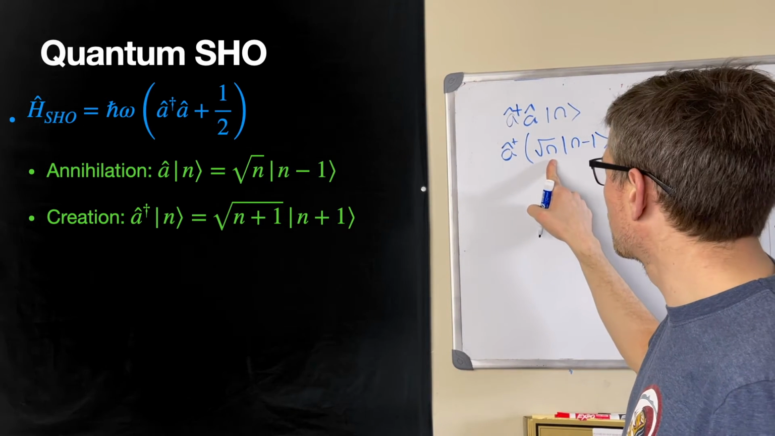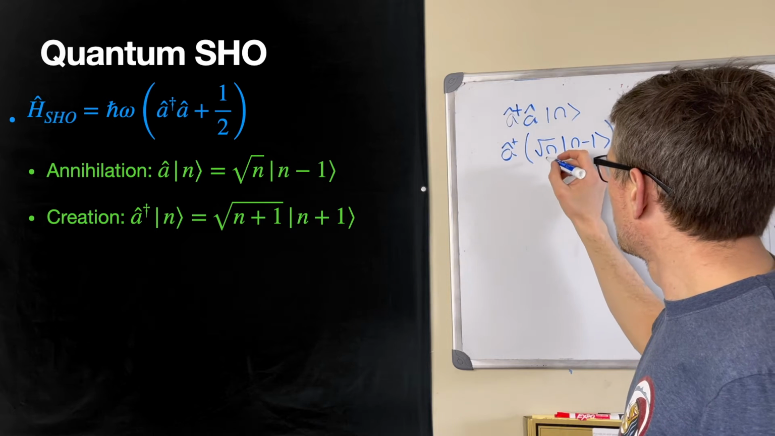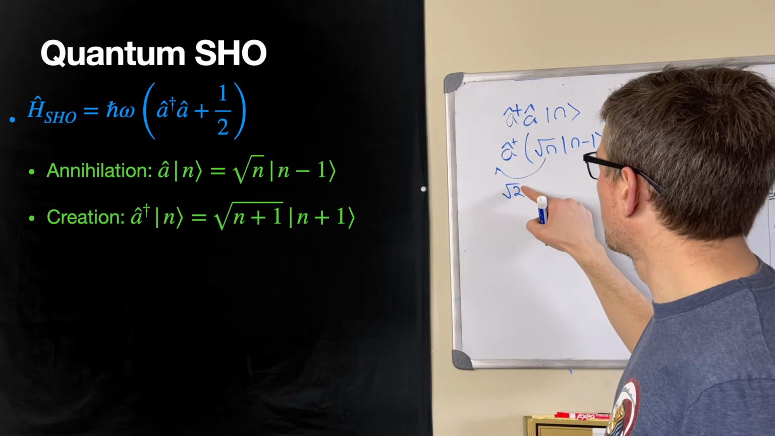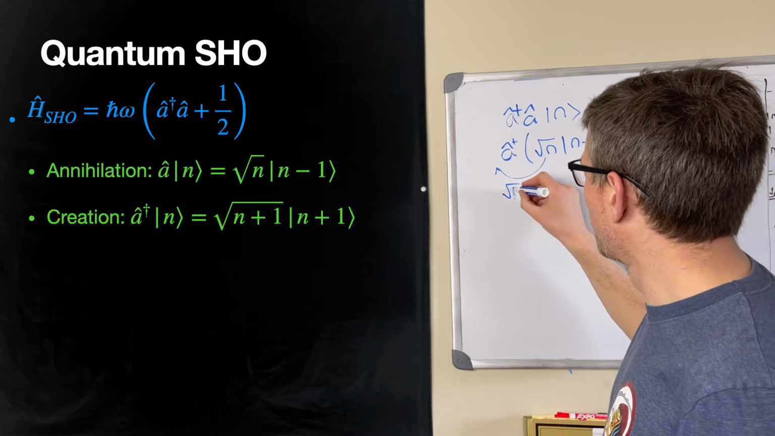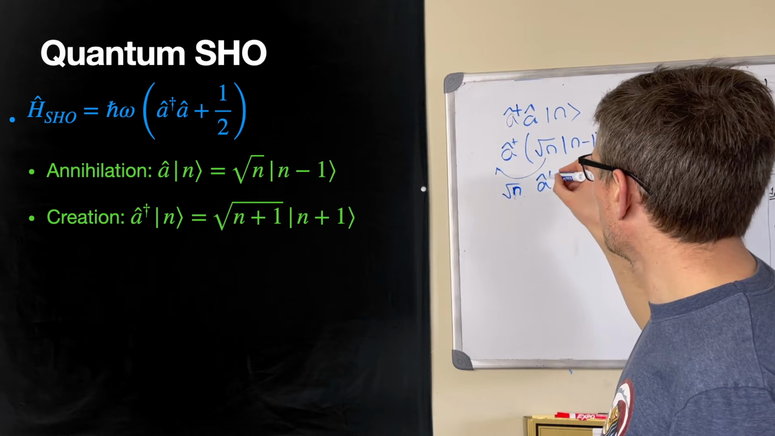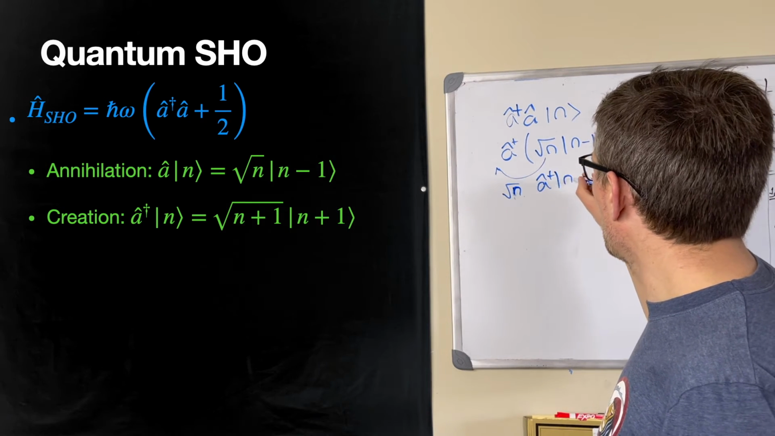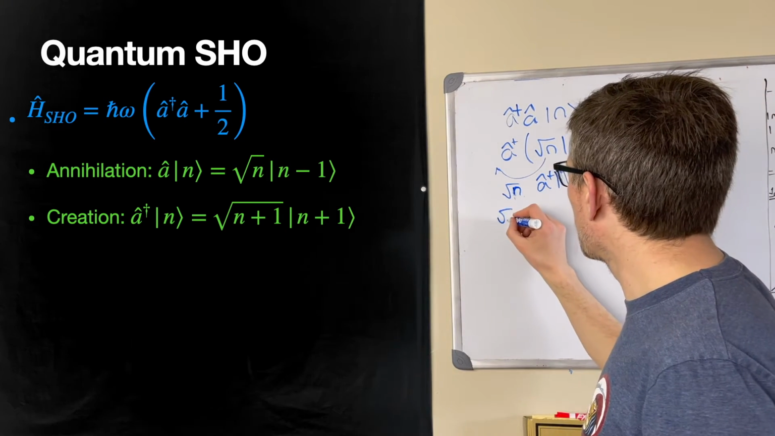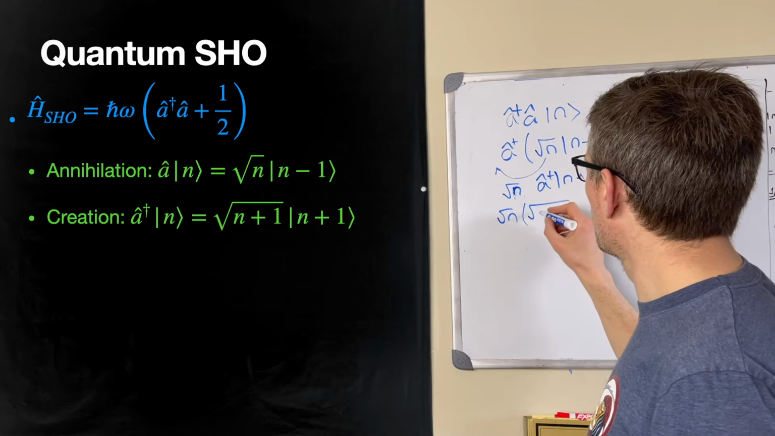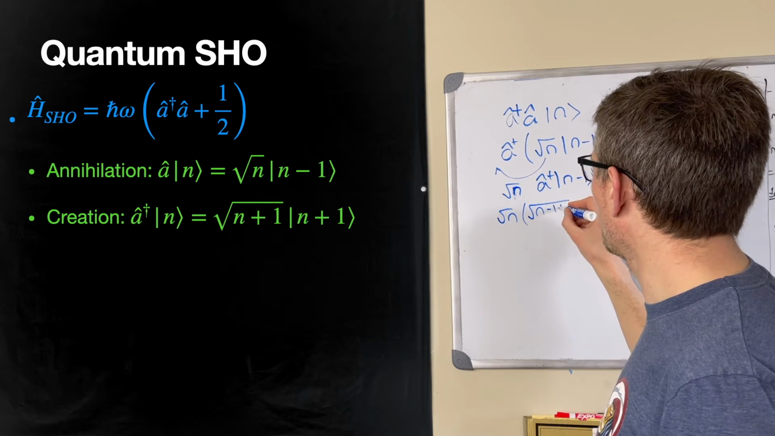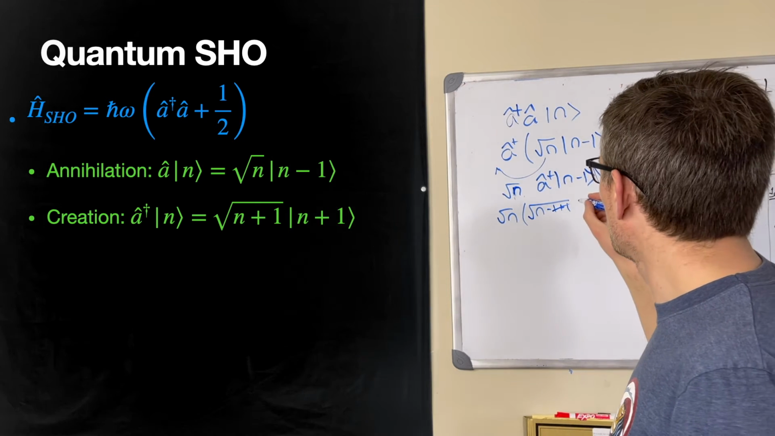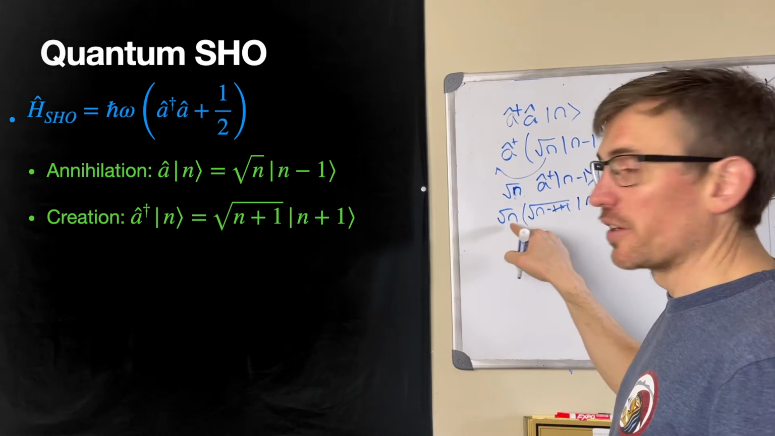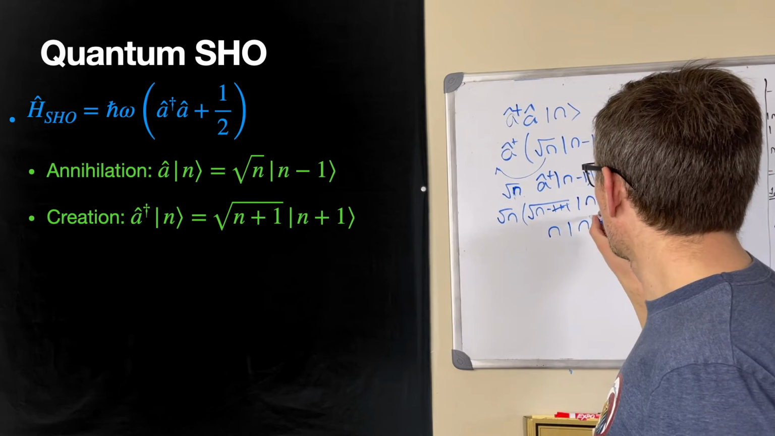Maybe it's 9 or maybe it's 327 or some other irrational number. We can pull it outside, and this gives us the square root of n times A dagger, this creation operator, on n minus 1. And just following what the rules tell us to do, we're going to get root n times the square root of n minus 1 plus 1, which is also just known as the square root of n, times the state n minus 1 plus 1. And this is going to give us n times the state n.